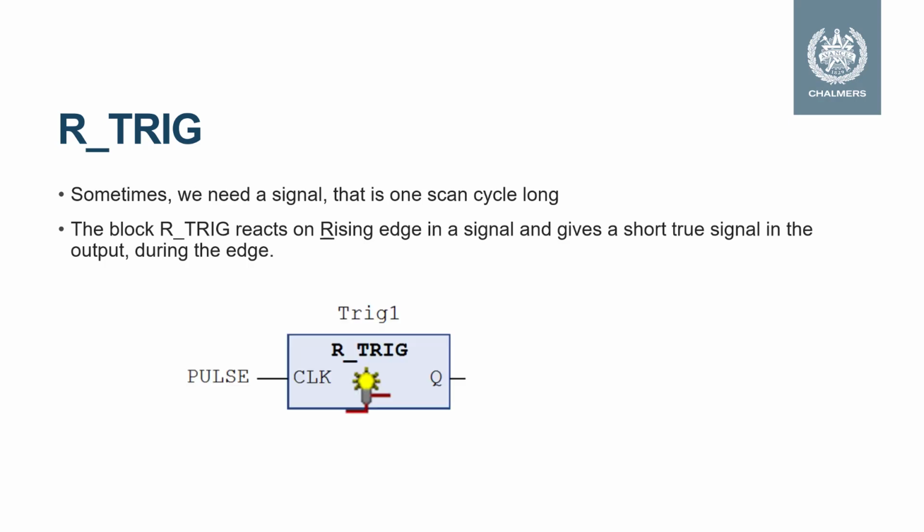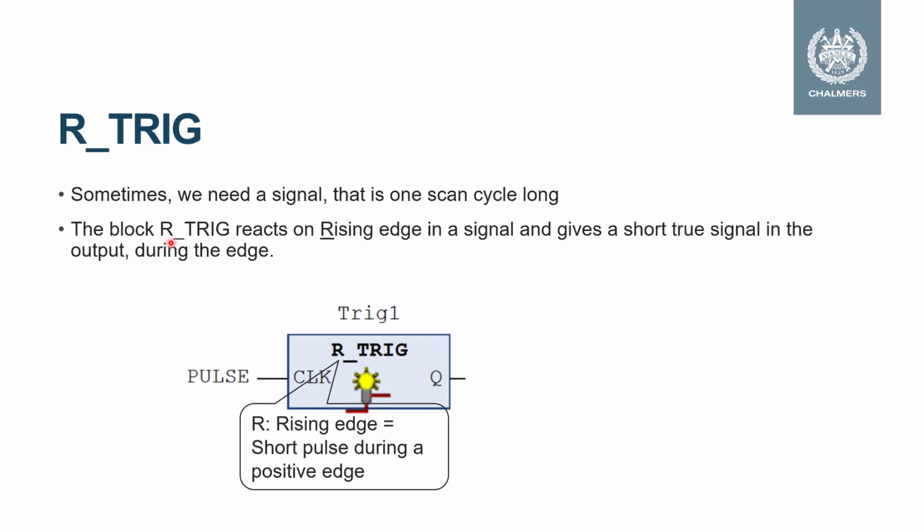It looks like this in Codesys. The R in R-trig stands for rising edge, which means that this block will react on the rising edge in the input signal. The input signal must be a Boolean. If I use the Boolean pulse here, like this, the block will react on the positive edge, the rising edge, when pulse goes from false to true. It will react on this edge.